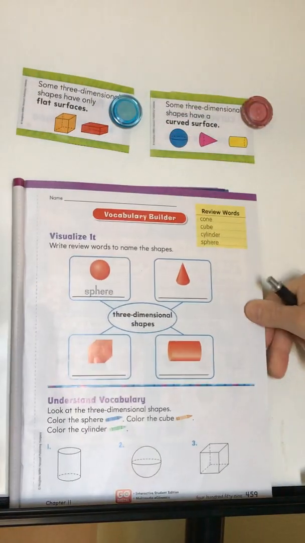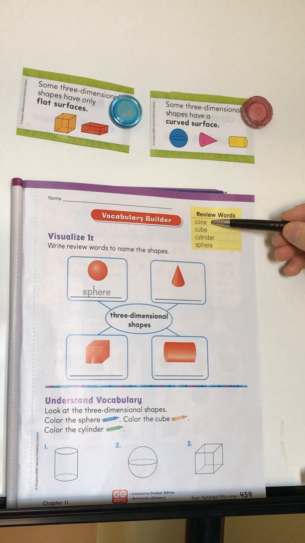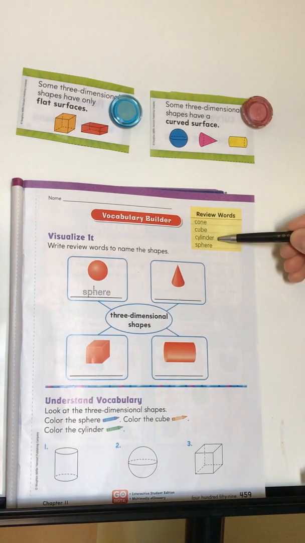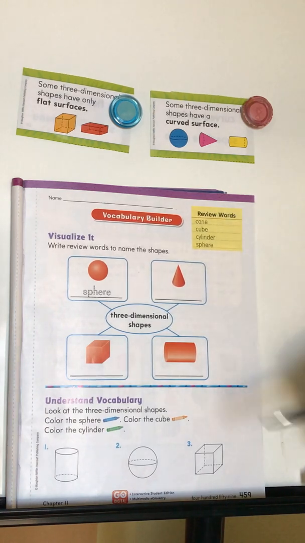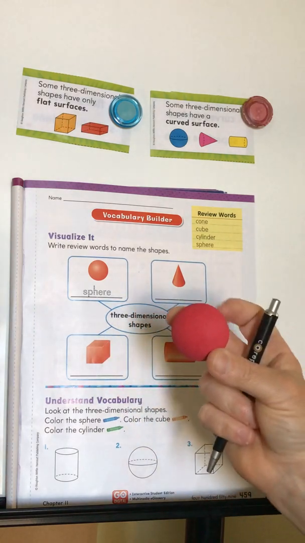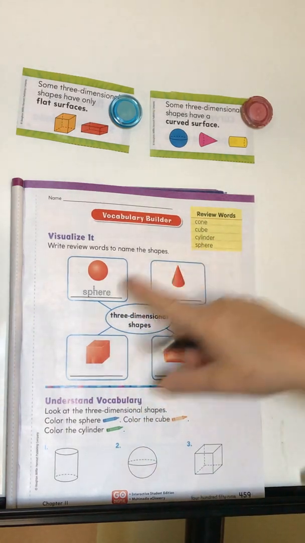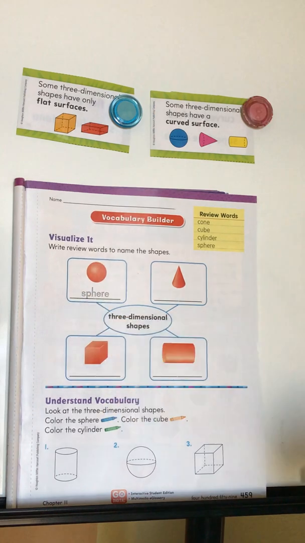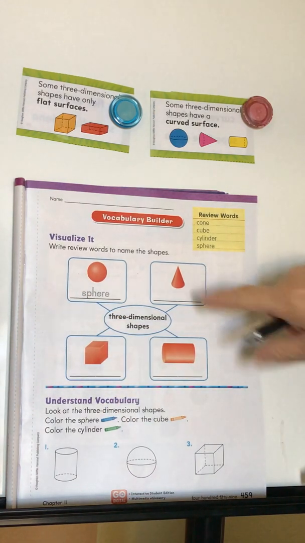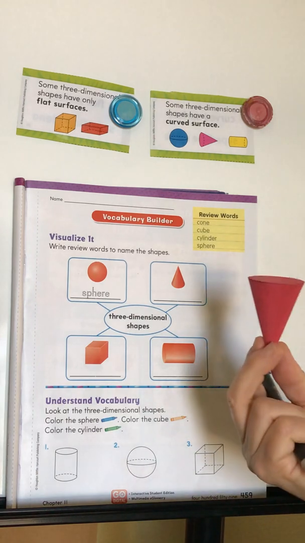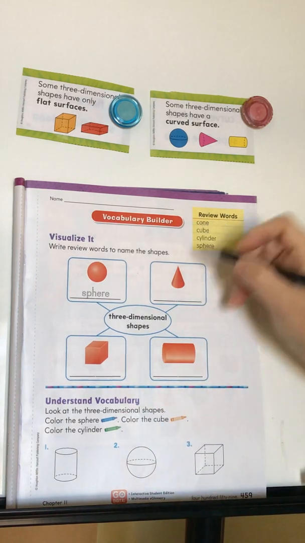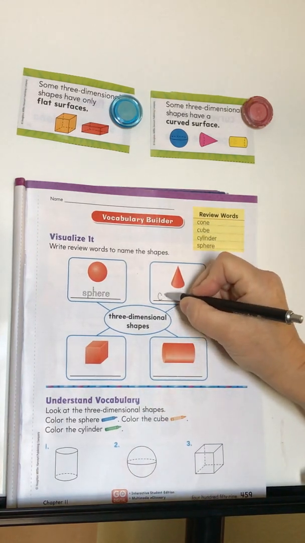Okay, let's go to our vocabulary words. We have the word cone, cube, cylinder, sphere. Okay, cone, cube, cylinder, sphere. All right, so a sphere is a ball shape. Okay, so go ahead and write sphere on the line. Trace it. Okay, remember, if it's an ice cream cone, that's exactly what it's called, a cone. So cone, write that on the line.